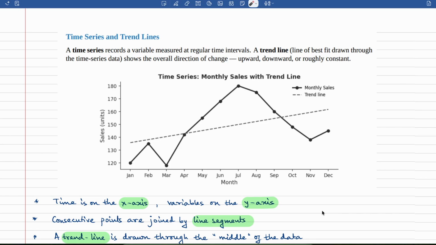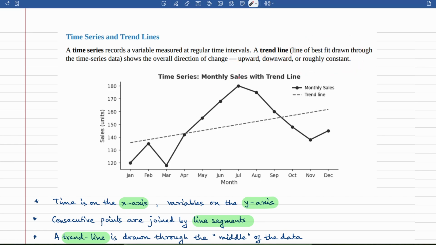So the first thing that we will do is time series. So what is a time series? It records a variable at regular time intervals. This is important. The time intervals have to be regular. Okay. A trend line, which is the line of best fit, is drawn through the time series data and shows the overall direction of change. Alright, so the trend line can show the change to be upward, downward, or roughly constant.